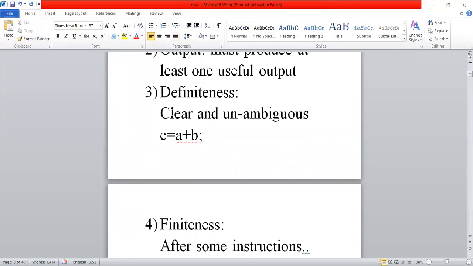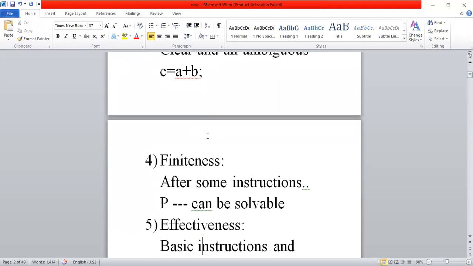So what is definiteness? I have already told you. Every instruction you include must be clear and unambiguous. Ambiguous means confusion. Through a statement, if you confuse the compiler, sometimes the compiler will get stuck, it won't go further, or it produces a wrong result by relating the statement to another meaning. So you have to write very clear instructions, and they must contain only one meaning.